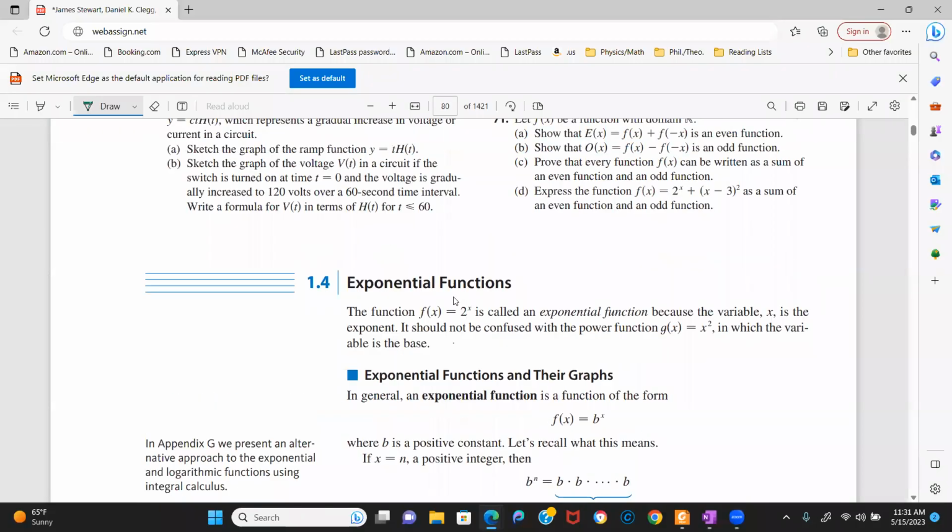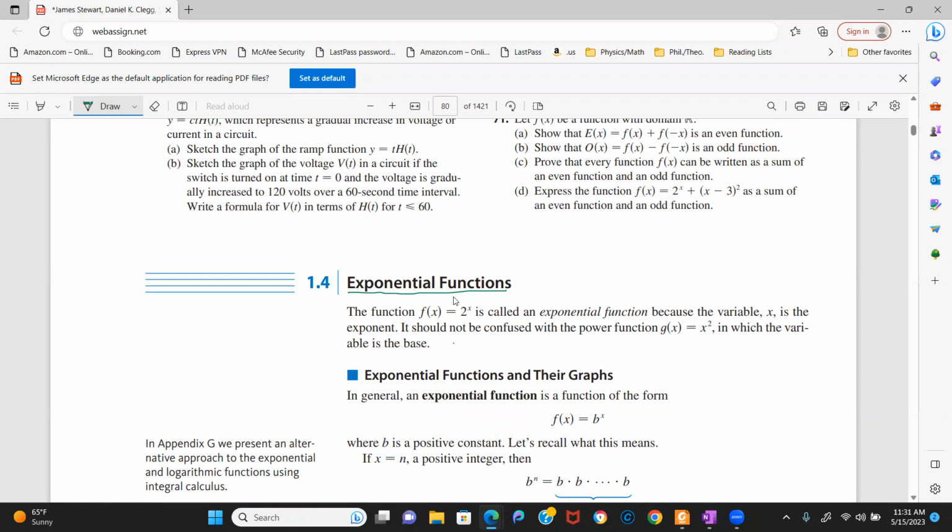Okay, in this lecture, we're going to work through section 1.4 on exponential functions. Let me share my screen. All right, so as I said, we're going to work on section 1.4 on exponential functions.